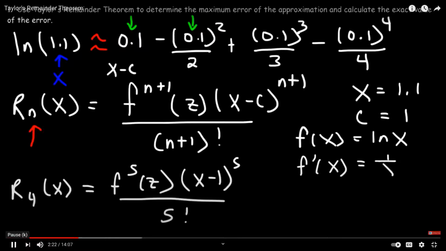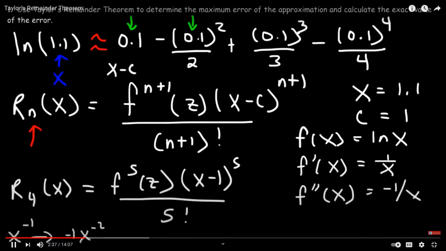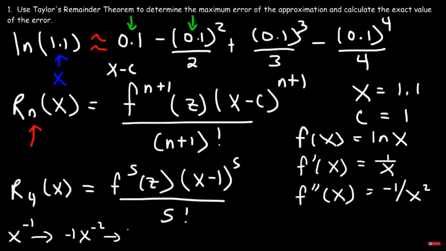The first derivative is 1 over x. And then the second derivative, 1 over x is the same as x to the minus 1. So using the power rule, that's going to be negative 1 x to the minus 2. So we can rewrite that as negative 1 over x squared. And then if we take the third derivative, that's going to be 2x to the minus 3. And then the fourth derivative, negative 6x to the negative 4. And then the fifth derivative is going to be 24x to the negative 5.